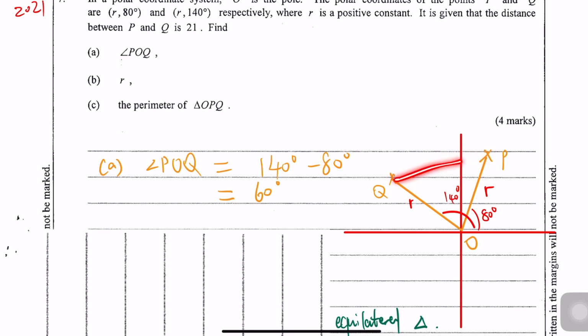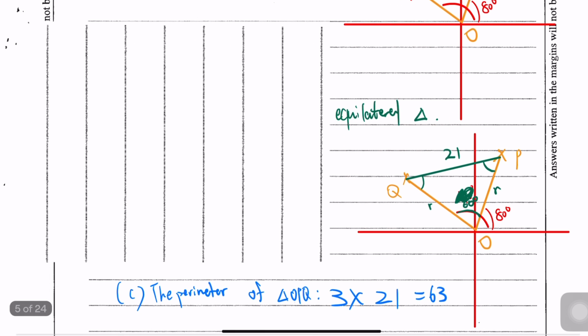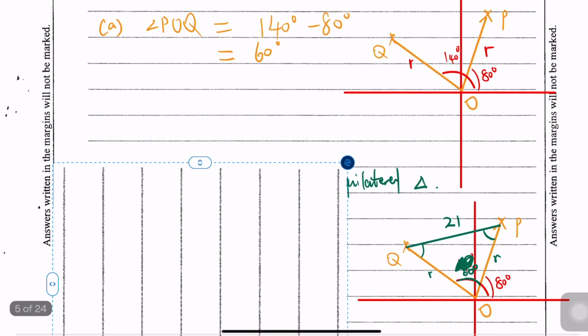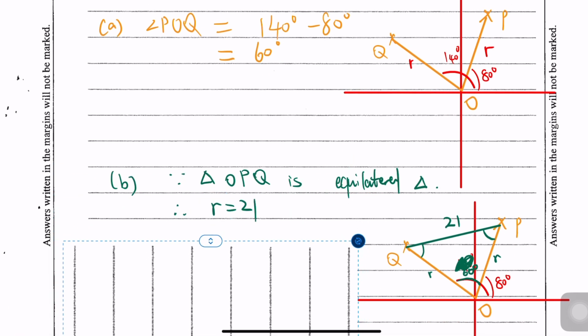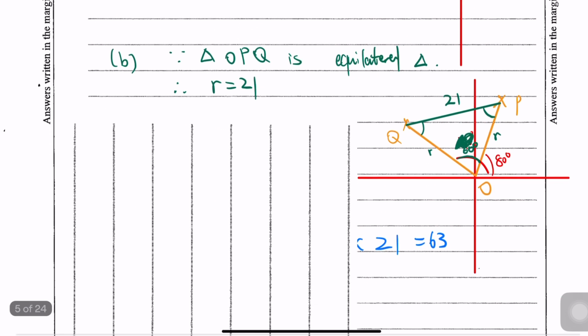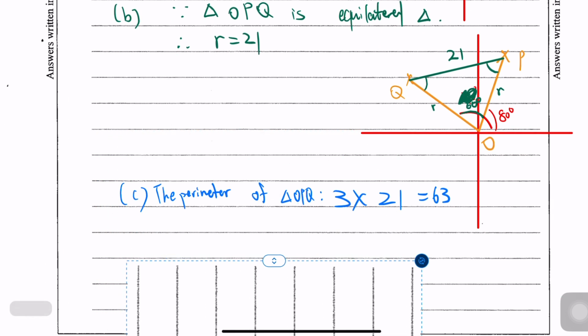So it means that here should be R, and you know PQ equals 21. So in this case, you already know all 3 sides should be 21, okay? So R is 21. Basically, you find out it's an equilateral triangle, and you have the length of PQ, and the 3 sides equal each other, so R equals 21. Very easy one mark here, and the perimeter is giving the mark to you, so 3 times 21 equals 63.